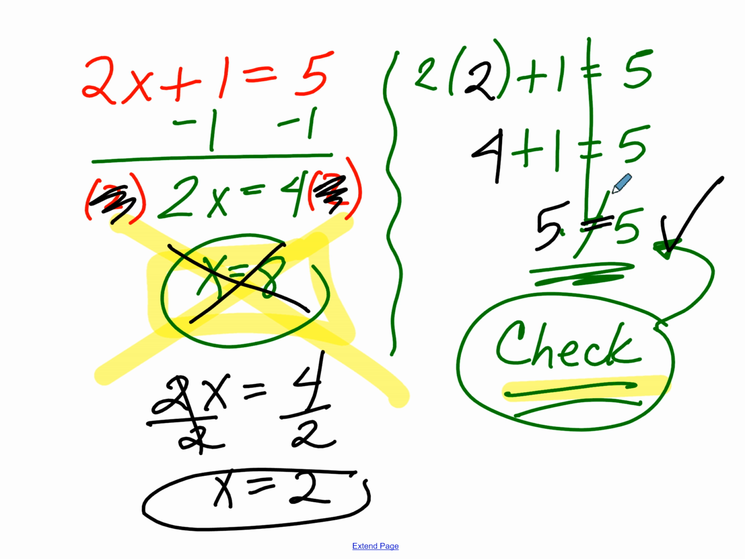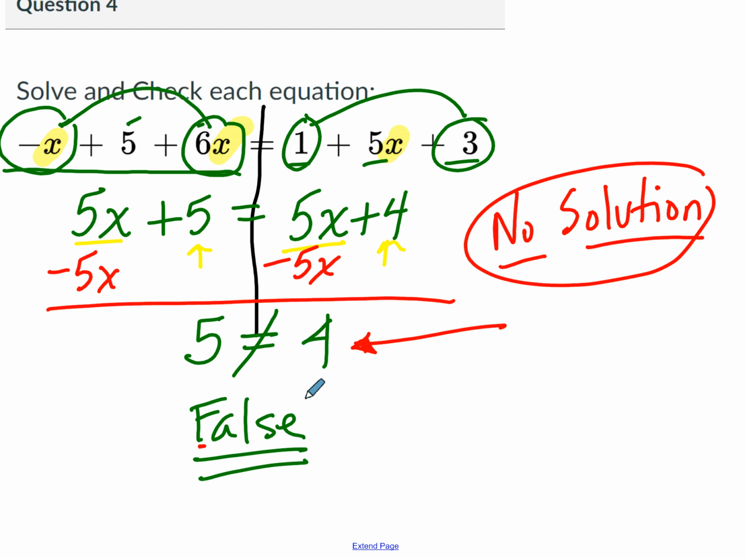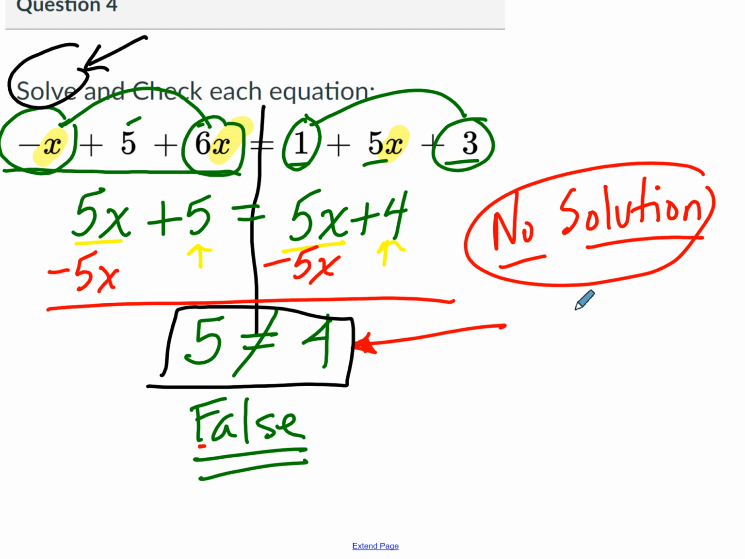So when we're checking, yeah, when things are not equal, that's helping us to tell us our answer is not correct. But if we're solving, and everything goes away, and the numbers are not the same when we are solving the problem, it's no solution. So know the difference. Okay? All right. Good luck.